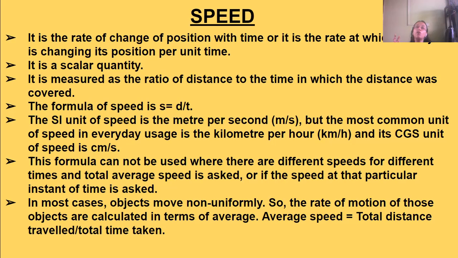The formula cannot be used where there are different speeds for different times and the total average speed is asked. When there are different speeds at different times, we take an average of that. We don't use speed is equal to distance by time. That time we take the average speed. Or if the speed at a particular instant of time is asked, we take the speed that is distance by time.